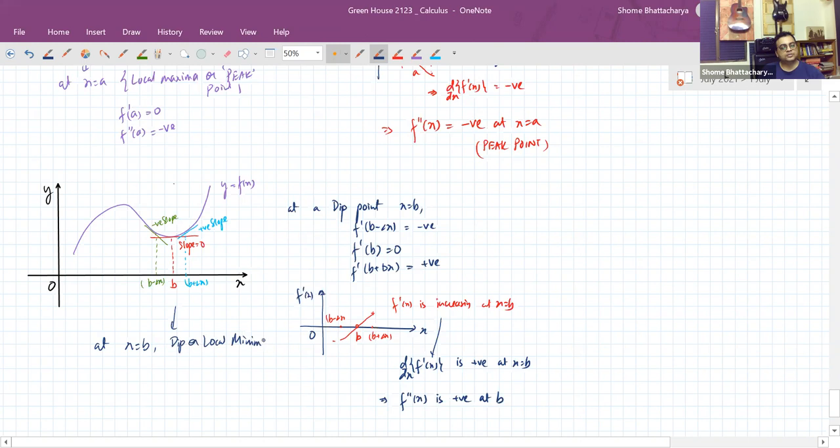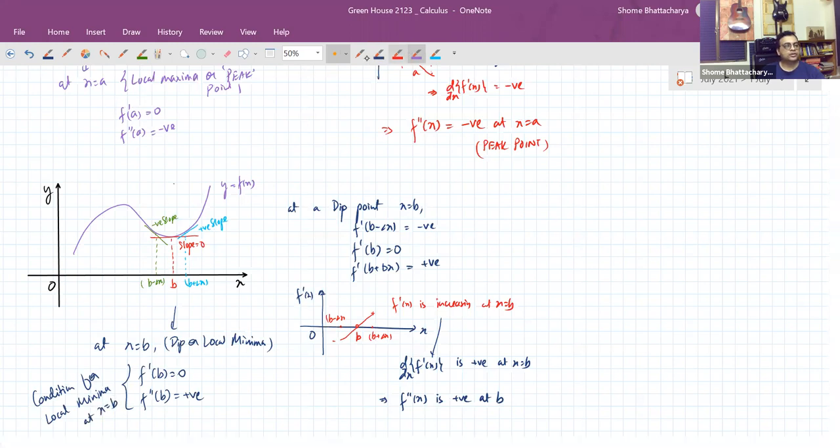So at a point of local minima or dip, the derivative is zero, but the second derivative is positive. So this becomes the condition for local minima at a point. And this becomes the condition for local maxima at a point.